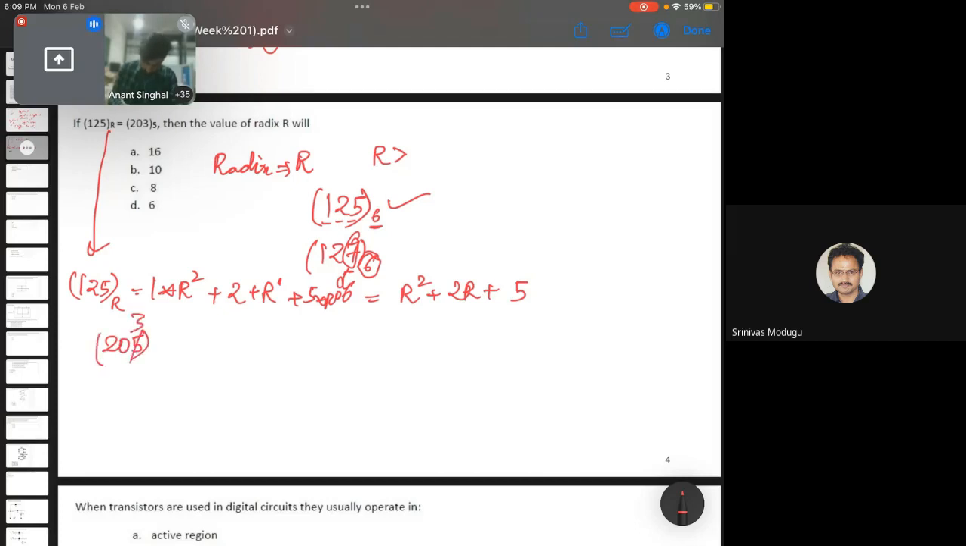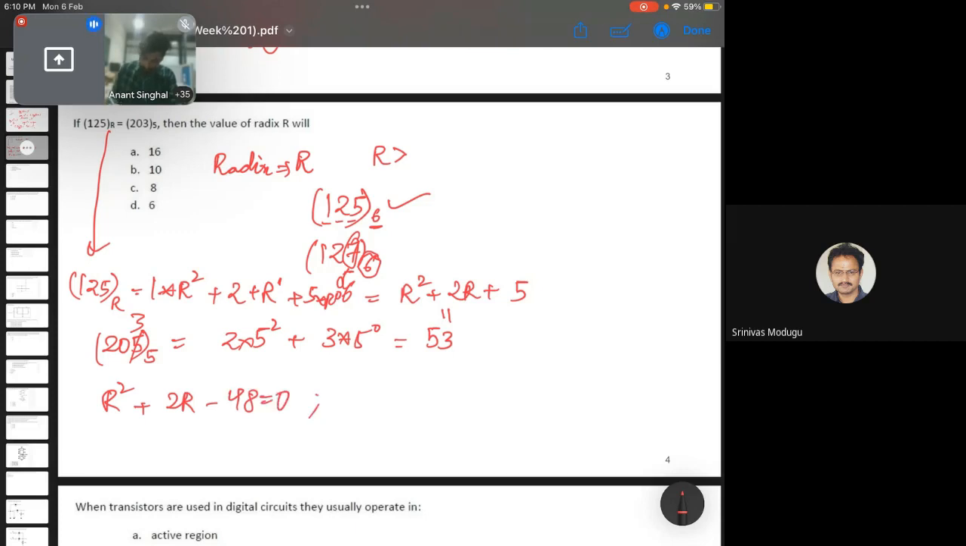Solving the RHS in a similar manner, it is 3 to the base 5, it is 2 into 5 square, the middle term is 0, and then 3 into 5 to the power 0. So after solving it we get 53. Once we equate both of these equations, we get r square plus 2r minus 48 equals 0.